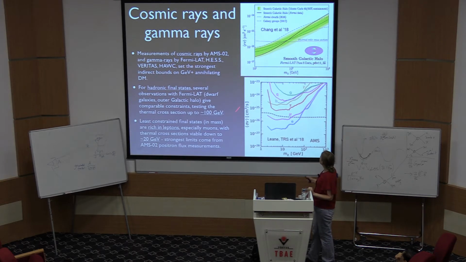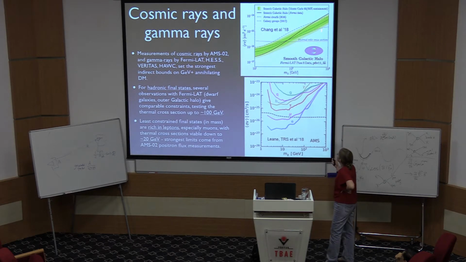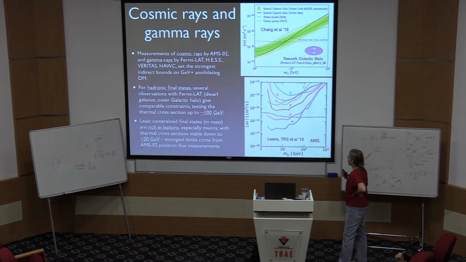So this is an example constraint from looking at the galactic halo with the Fermi Large Area Telescope. The solid black line is this group's study of the halo. The dashed black line is a study of the dwarf galaxies in Fermi. You can see that this is for one particular channel, annihilation into b quarks, but annihilation into other quark channels will give fairly similar constraints.